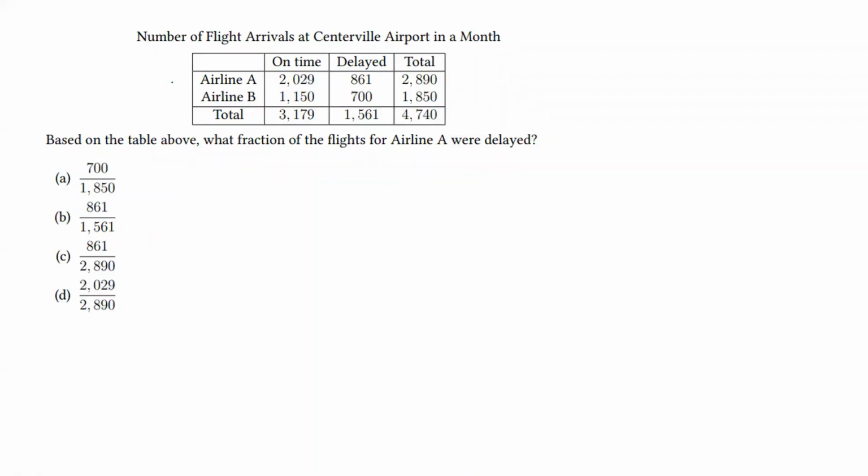Here, we have a single table for a single question. We want to know the fraction of flights for airline A that were delayed. In other words, we're interested in airline A and delayed flights. 861 is going to be in the numerator, so we can eliminate A and D. And the total number of airline A flights that were delayed from is the 2,890. So it's option C.